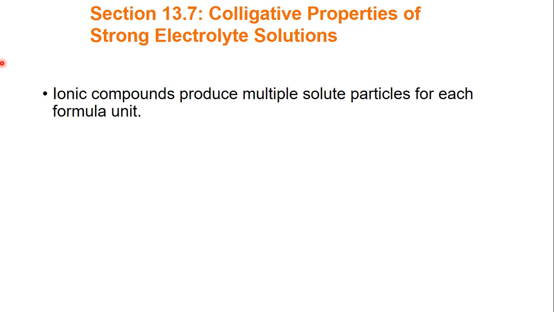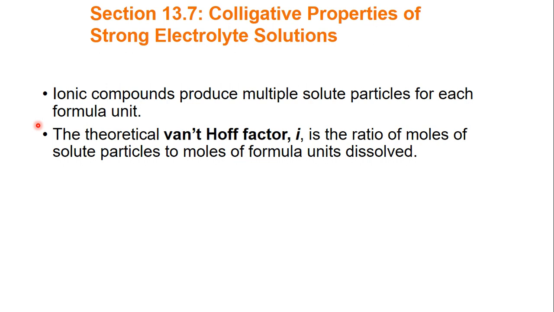In this video, we're going to continue our discussion on colligative properties, but this time we're going to talk about it in terms of electrolytic solutions. That is, solutions that break up into multiple parts when dissolved. For example, salt, NaCl, is an ionic compound. When you dissolve it in water, one molecule of salt breaks into two atoms, one sodium and one chlorine.